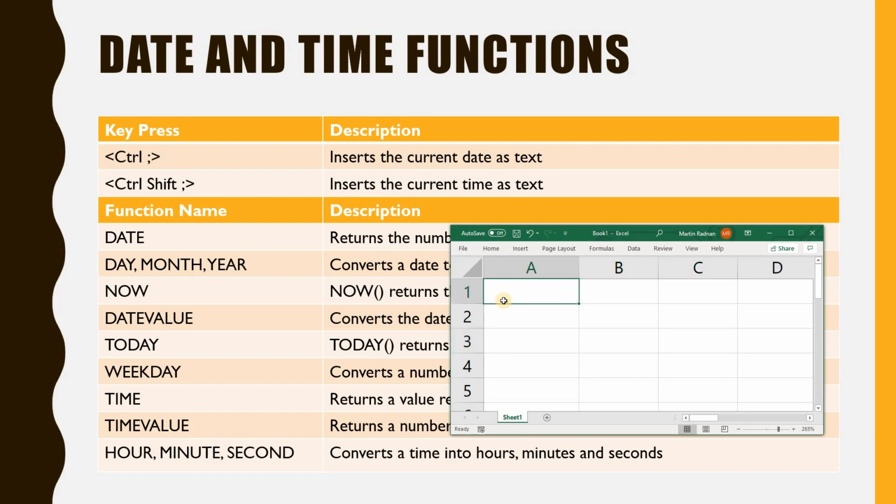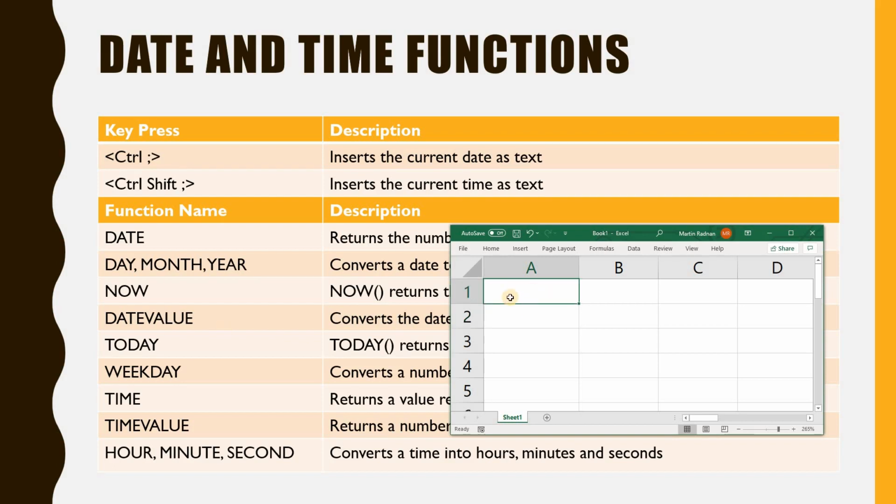We used just before the now function, which returned the current date and time as a number. We've got a related one which is called today, and what this is going to do is to return the current date as a number, and it's updated as the worksheet is calculated. The way we enter that is equals today and then open bracket, close bracket. Press enter and it'll tell me today is 43,957 days since January the 1st, 1900.